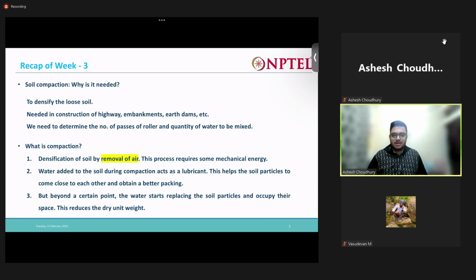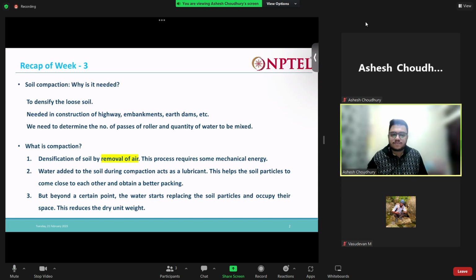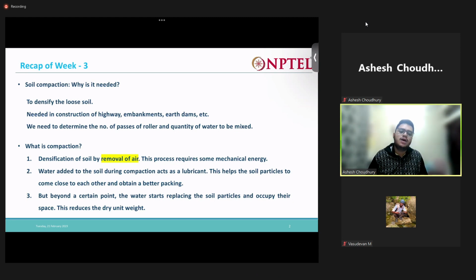Why is soil compaction needed? The first point of concern is why do you need soil compaction, and what is soil compaction? I think the literal meaning of compaction is quite clear. Compaction literally means to densify, to compact, like to apply force from all directions and reduce something in size or in its volume. That is the literal meaning of compaction.